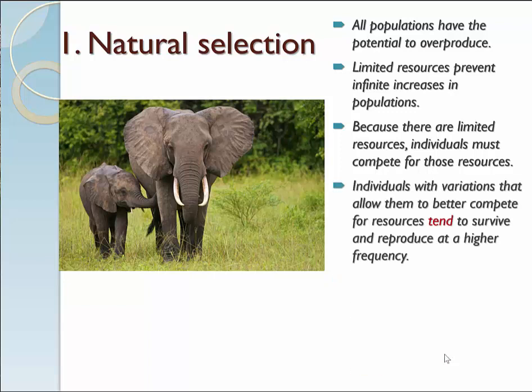And then individuals with variations that allow them to better compete for resources tend to survive and reproduce at a higher frequency. So in other words, there's no guarantees. Even though an individual may have a variation that makes them in some sense better at competing for resources, that doesn't guarantee they're going to survive and reproduce at a higher frequency. There are chance events that could come along.